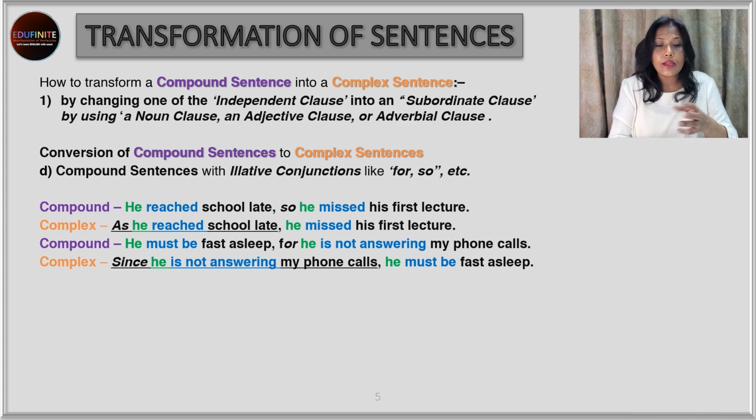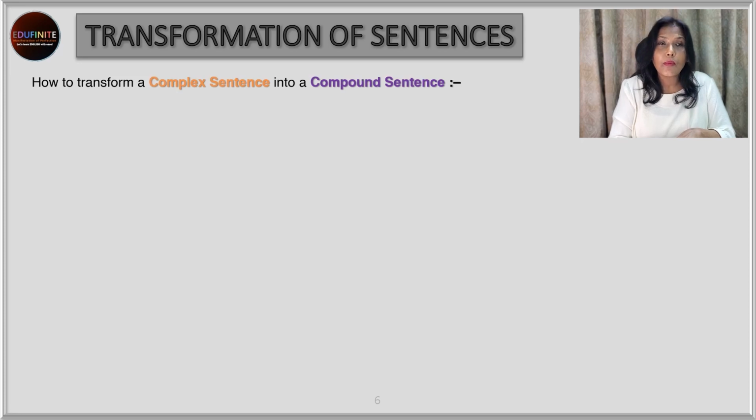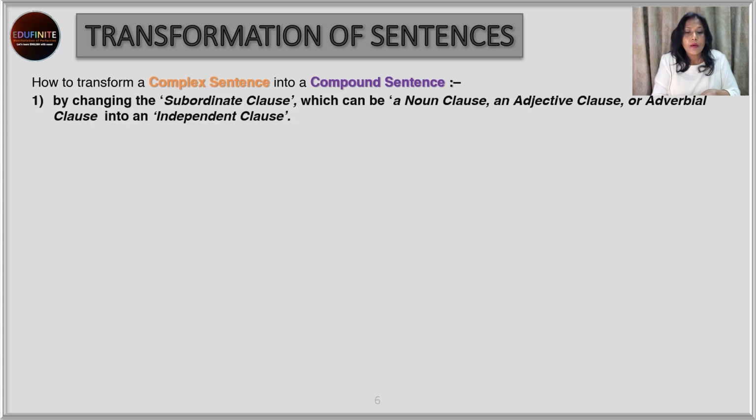Now, we'll do the other way around. How to transform complex sentences into a compound sentence. By changing the subordinate clause, which can be a noun clause, an adjective clause, or an adverbial clause, into an independent clause. Because we know a complex sentence will have a subordinate clause and an independent clause. But a compound sentence always has more than one independent clause. So the subordinate clause has to get transformed into an independent clause. Then only we'll be able to change a complex sentence into a compound sentence.